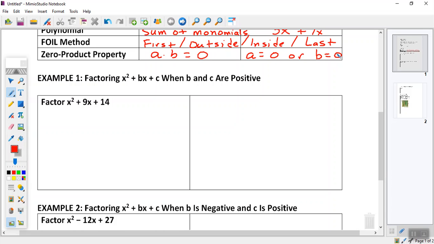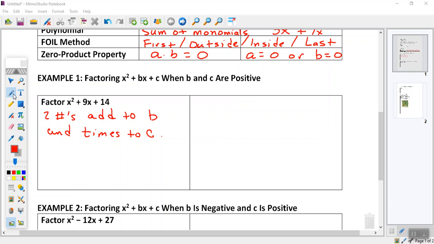Okay? Here's what you're really looking for when you do this. You're trying to think of two numbers that add up to your b value and times to your c value. Okay? So what's the b value in this expression that we're trying to factor backwards, kids? What's the b value in this? 9. And what's the c value?